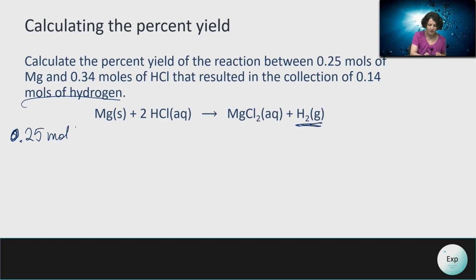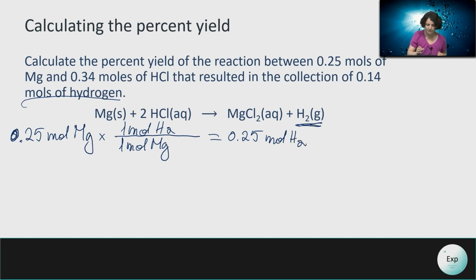0.25 moles of magnesium. When magnesium reacts with hydrochloric acid, then for each 1 mole of magnesium consumed, it produces 1 mole of hydrogen. So if we consumed all our magnesium, we would be producing 0.25 moles of hydrogen.